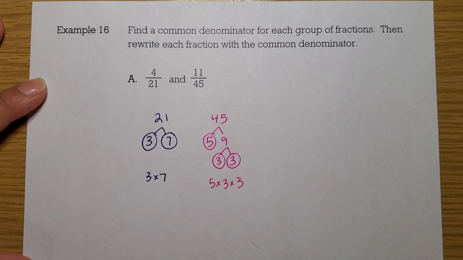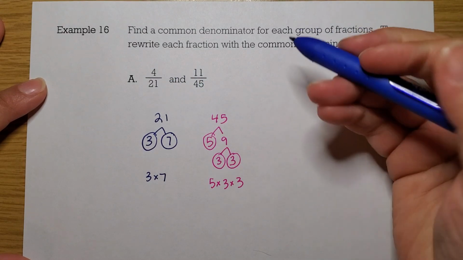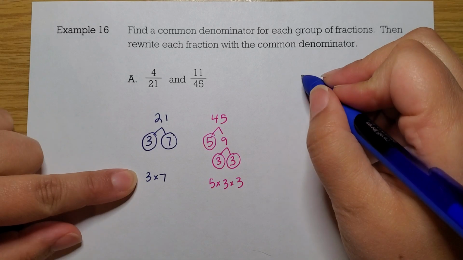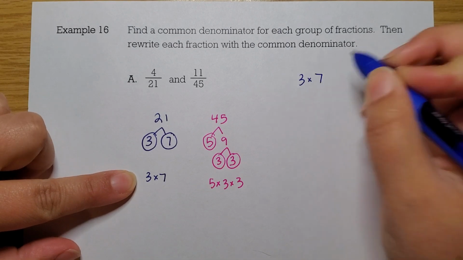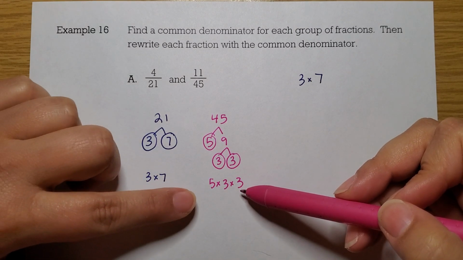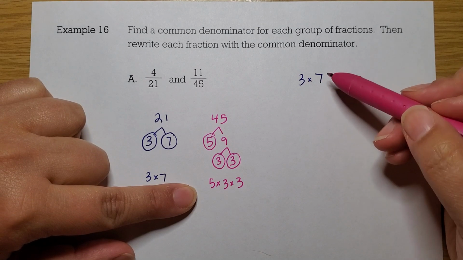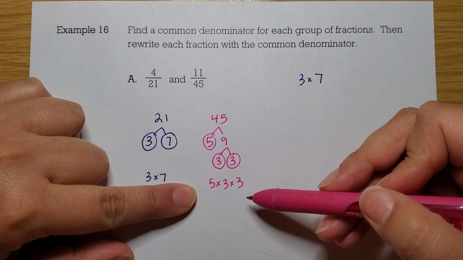Okay, so after you've got your prime factorizations, here's how you find the common denominator of the 2 fractions. 21 is the smaller one. So I'm going to start with that as my base. So I'm going to start with that 3 times 7. Then I look at the other prime factorization, and anything that's listed here already, I'm going to cross it out over here.